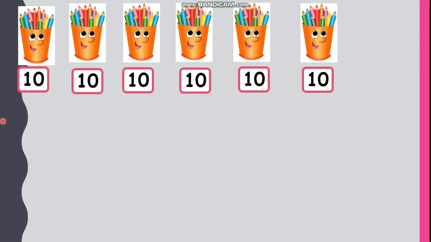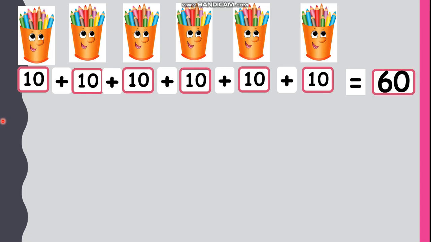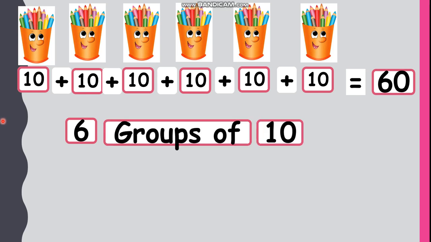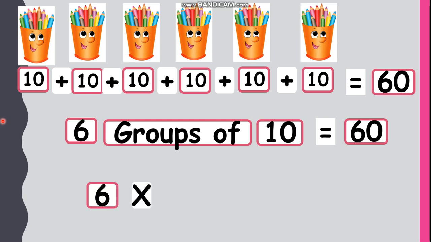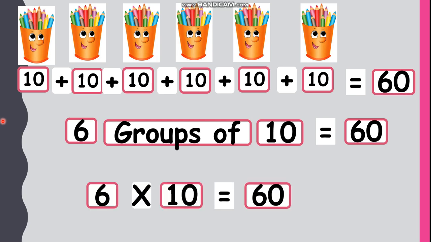Now what do we do after this? Quickly tell me. Correct. Repeated addition. 10 plus 10 plus 10 plus 10 plus 10 plus 10 equals? Correct, 60. And how do we write it in another way? 6 groups of 10s are 60. And what will be the multiplication sentence for this? Correct. 6 times 10s are 60.